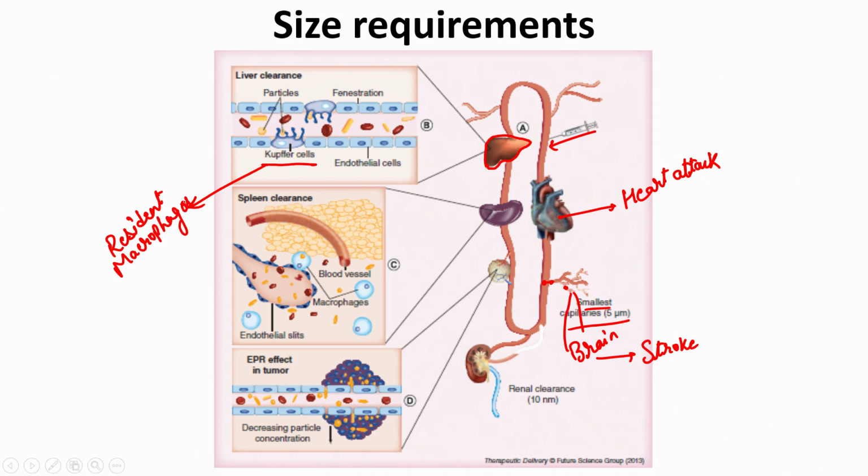So, these resident macrophages keep on sampling whatever is flowing. If there are just blood cells or our body's own cells, these do not really do anything, but when they find any foreign particle or pathogen flowing through, they will engulf it and try to kill it.